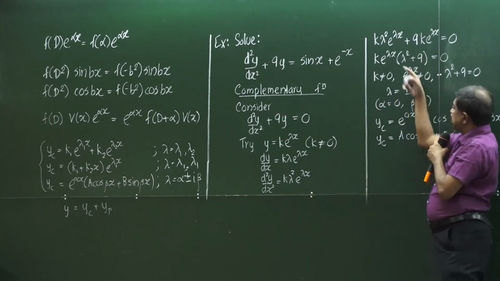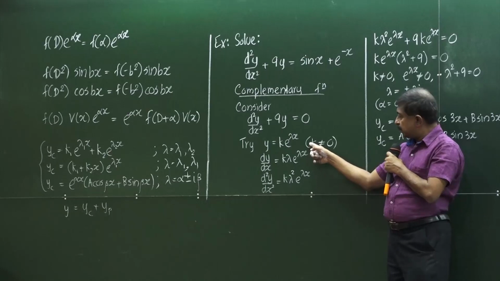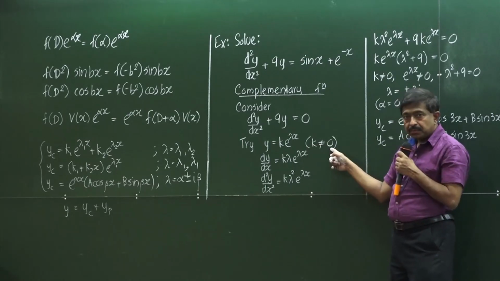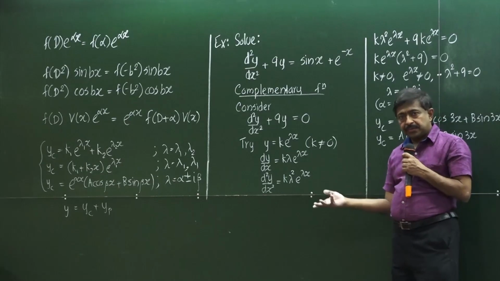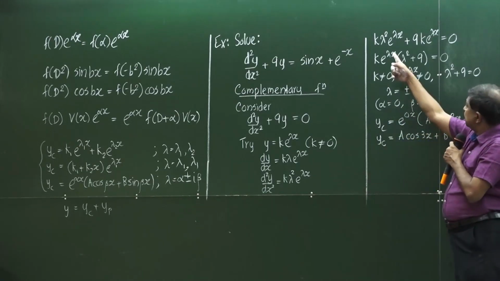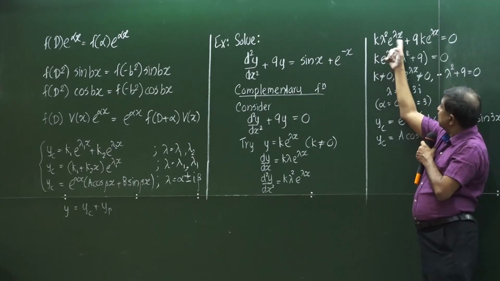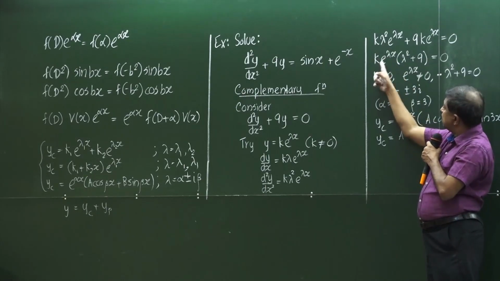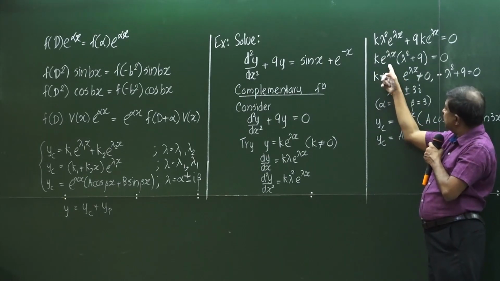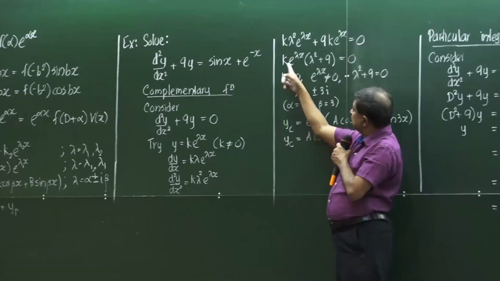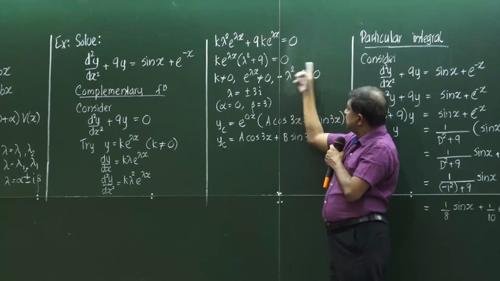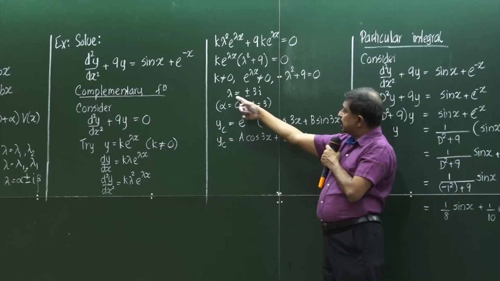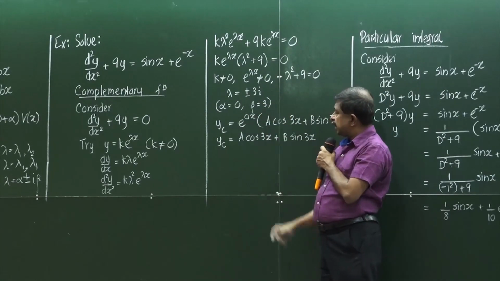So once you plug in these, k is forced to be non-zero. Why? Because if k is 0, the solution is trivial, useless. Because of that, we force it to be non-zero. So once we do that, you can pull out these terms and you will end up with this. So k is not equal to 0, e to the power lambda x is not equal to 0, so this should be equal to 0. From this you get lambda is equal to plus or minus 3i.